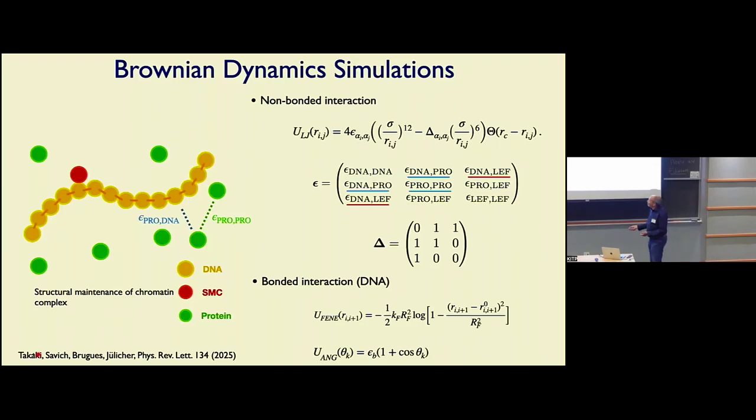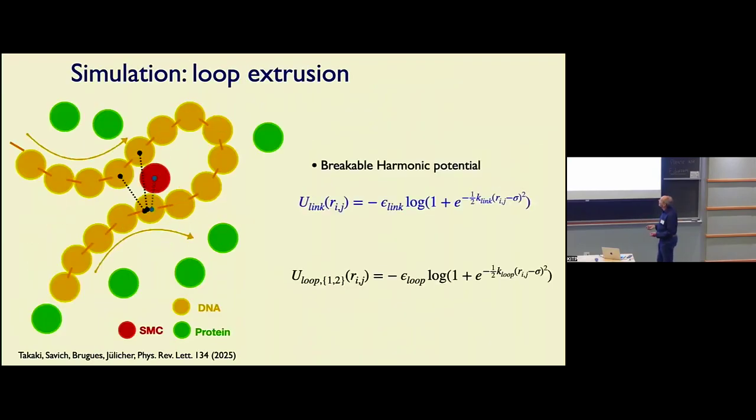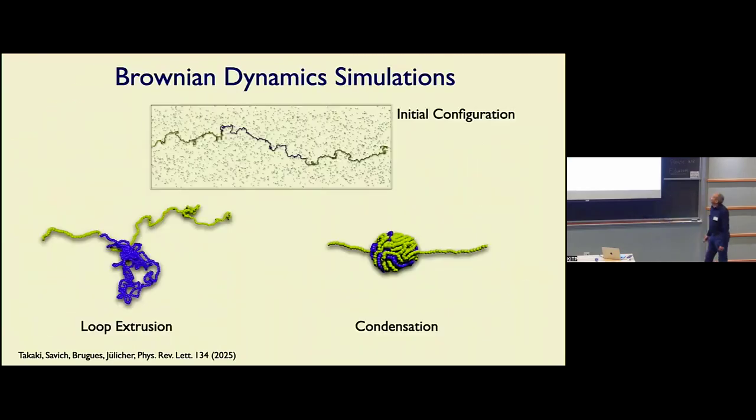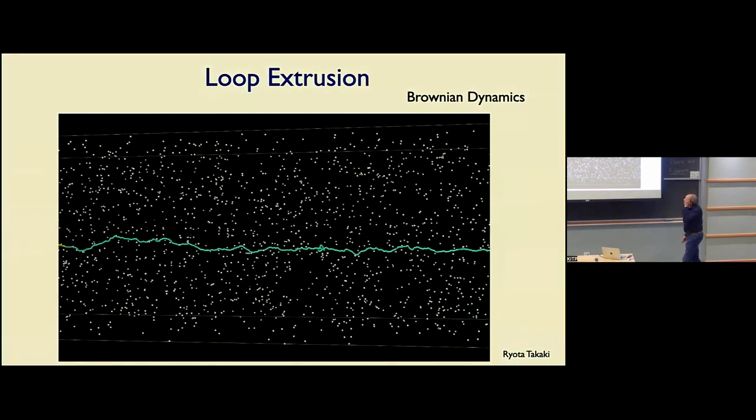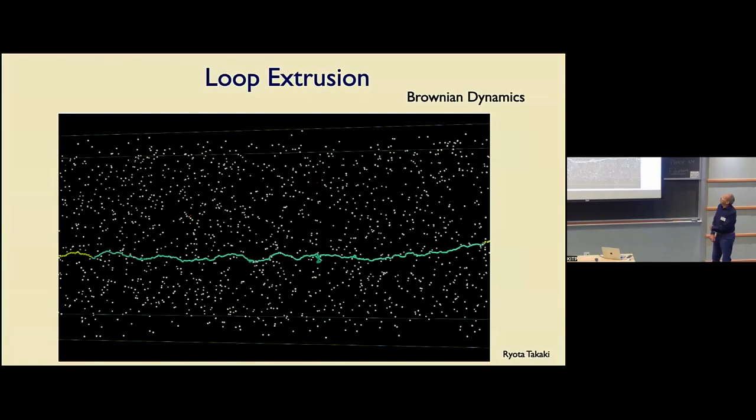It's done by Ryota Takaki. So it's a simple coarse-grained model for a polymer where we have DNA, we have protein particles that can condense, and we add a motor that can extrude a loop by stepping from monomer to bead to bead and pulling a loop in this situation. And we can now in this model study both loop extrusion and condensation and their interplay.